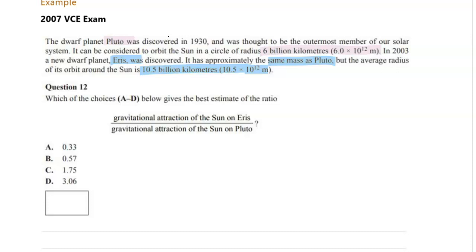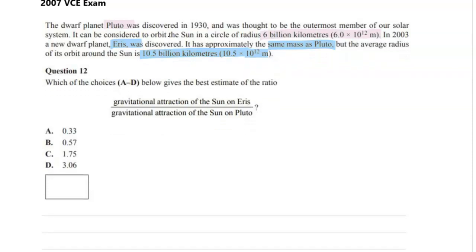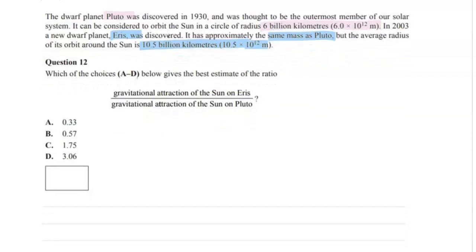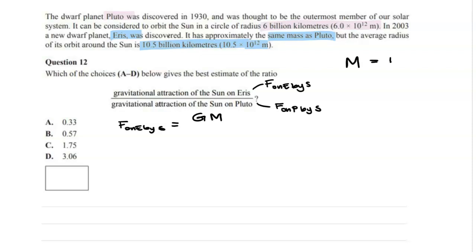Okay, so we want to find which is the best estimate of the ratio, gravitational attraction of the sun on Eris. So that's going to be F on Eris, let's write just E by sun, and the gravitational attraction of the sun on Pluto, so force on Pluto by sun. Okay, so the force on Eris by sun, that's going to be G. Let's use capital M to represent, M will be the mass of the sun.